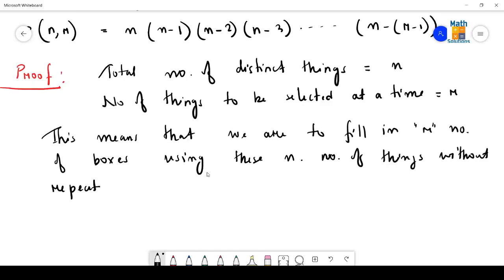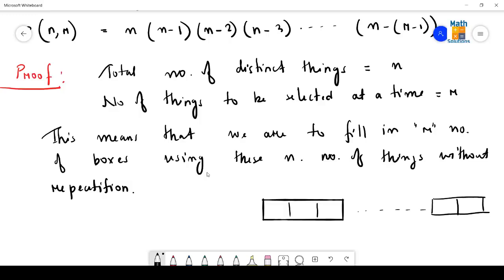So how can it be done? Let us try to make r number of boxes. Since we do not know the value of r, this is the way we have to frame the boxes, yes or no. Like 3 boxes I made on this side, and at last 2 boxes. So this is the first one, this is the second one, this is the third one, and then this is the rth box, and this is of course the (r minus 1)th box.